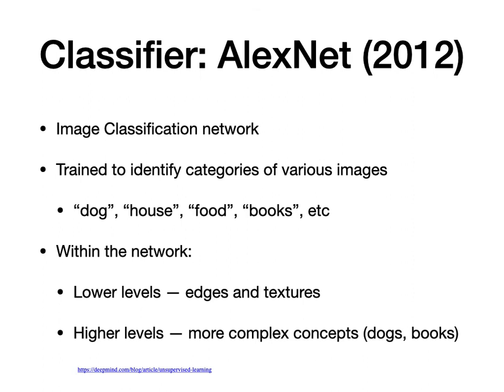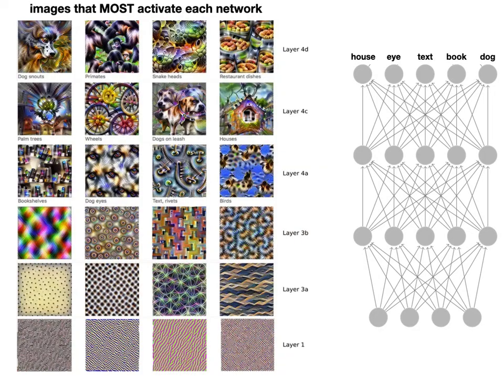So it studied millions of photos of dogs, millions of photos of houses, food, books, etc. And the idea is that there are nodes in this network that will light up primarily only when, say, a dog is present. There's lower levels too, so there's like edges and textures and stuff. So let's look. Here is some of what this system is excited to see, right?